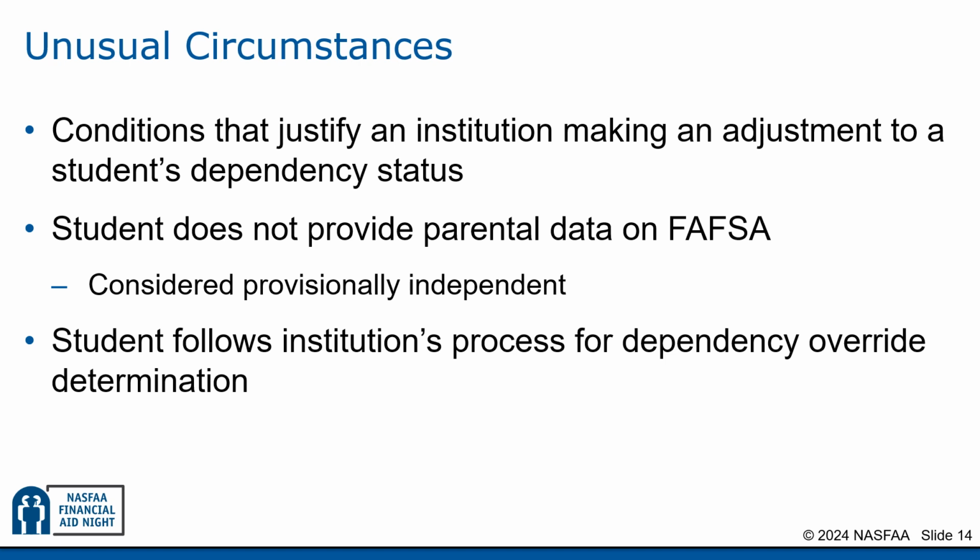Depending on the different types of situations, some students may have what, for FAFSA purposes, are called unusual circumstances. These are conditions that justify an institution making an adjustment to a student's dependency status, meaning that the student does not have to provide parental data on that FAFSA form and is considered an independent student. In this situation, there will be an option that allows students to mark unusual circumstances on that FAFSA, and then those students will need to work with the individual colleges they're interested in to go through whatever the process is for schools confirming that the student's dependency status is correct.